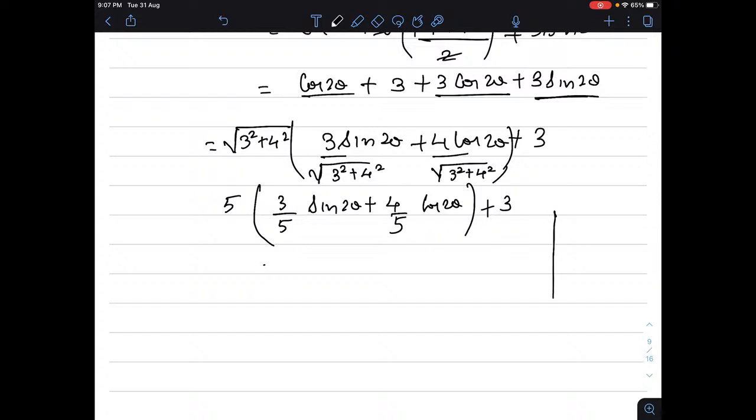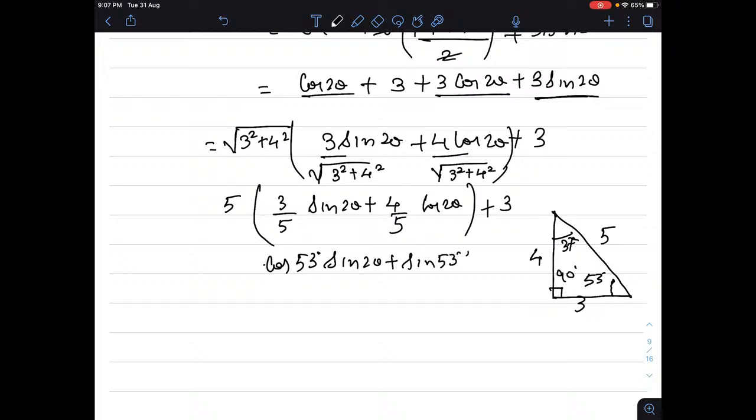You might be remembering one triangle in that opposite to 53 degree we have side length 4, opposite to 37 degree we have side length 3. This is 90 degree, opposite to 90 degree we have side length 5 over here. So this 3 by 5 will be becoming what? Cos of 37 degree. Sine of 37 degree we may write, or cos of 53 degree we may write. Cos 53 degree sin 2 theta plus sin 53 degree cos 2 theta it will be, plus 3 will be written by us over here, or sine of 2 theta plus 53 degree is written over here, multiplied by 5 plus 3 we have.